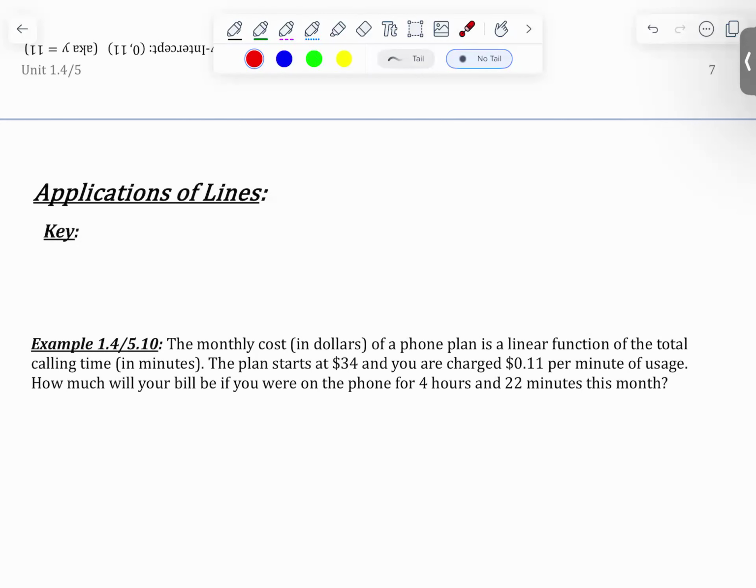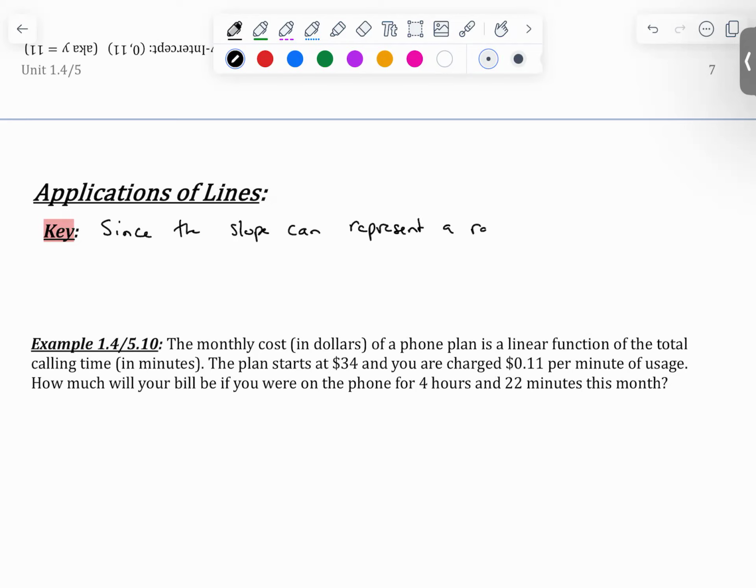Hello and welcome to the last video on Unit 1.4/5, where we're going to talk about the applications, which we hinted at the very beginning of the first video. So the key thing to understand in order to do these ones is that since the slope can represent a rate, we can solve real life situations that involve related quantities.